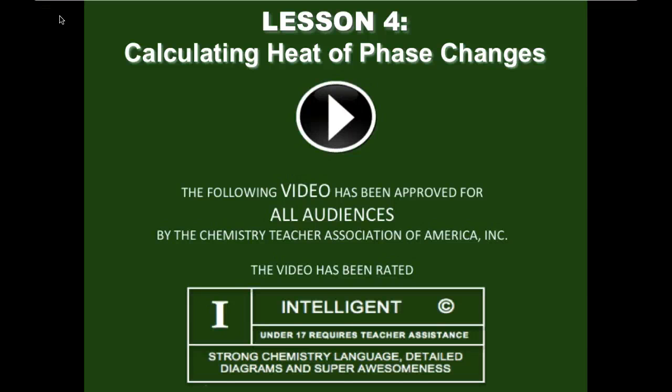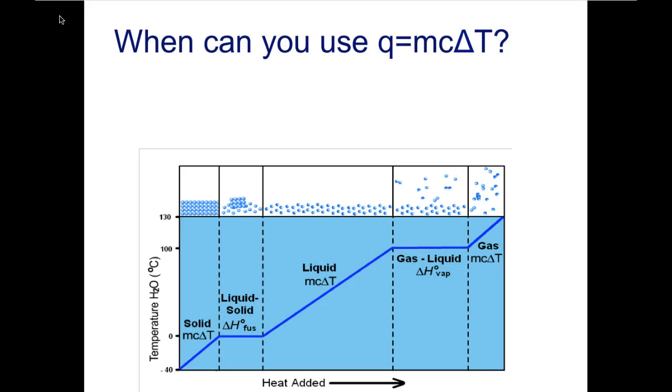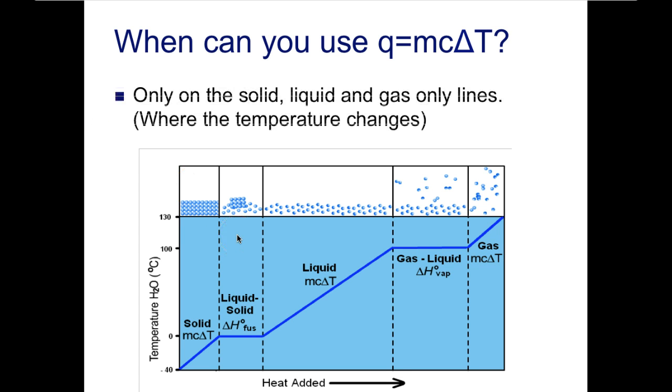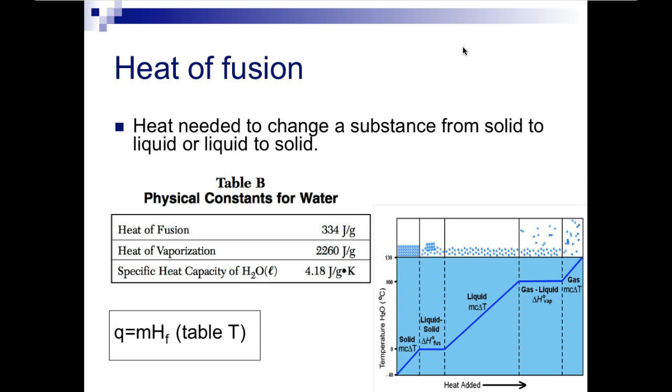All right, guys, let's talk about lesson 4, which is calculating heat of phase changes. So where can you use Q equals mc delta T on a heating curve, which is what this is? You can only use it on the straight solid, liquid, and gas lines only, so where the temperature changes, because you have that delta T component, that change in temperature. On the plateau pieces, the flat pieces, you're either going to use heat of fusion or heat of vaporization in order to figure out what the heat is needed for that phase change to happen.